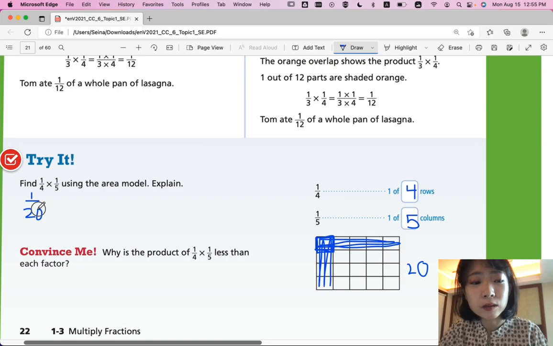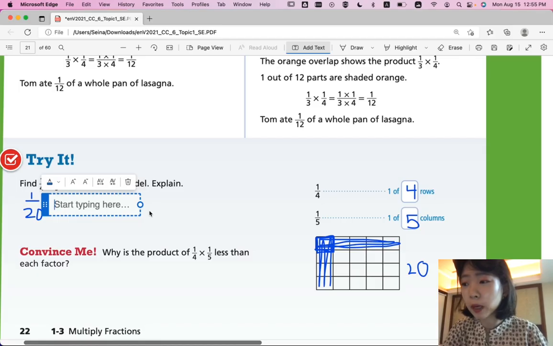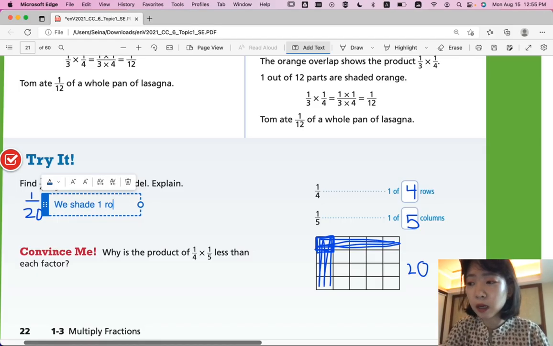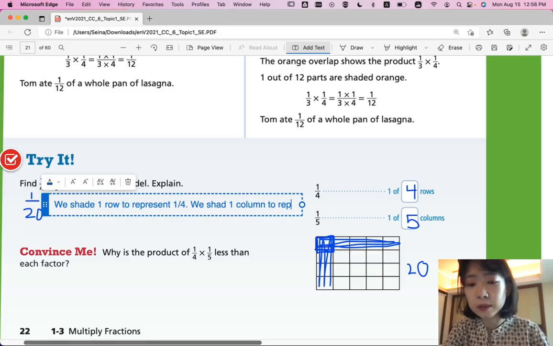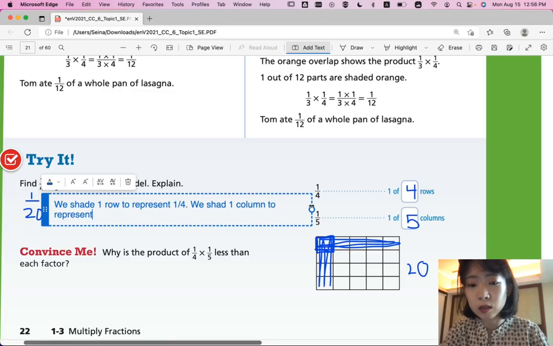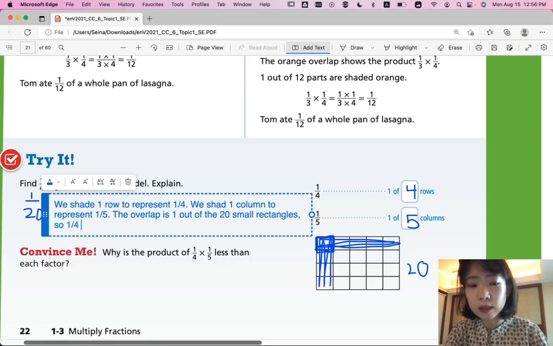Explain. How would you explain it? In words, not just graphing, but words. You can say, we shade 1 row to represent 1/4. We shade 1 column to represent 1/5. The overlap is 1 out of the 20 small rectangles. So 1/4 times 1/5 is equal to 1/20.